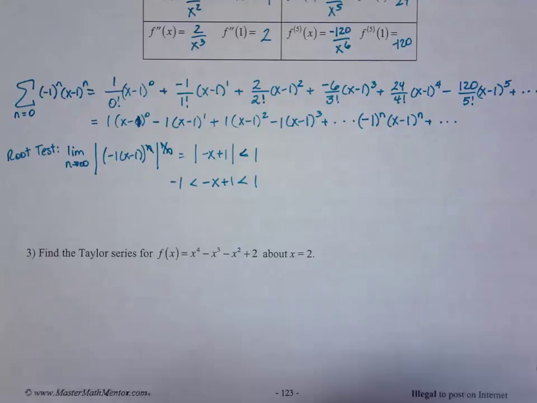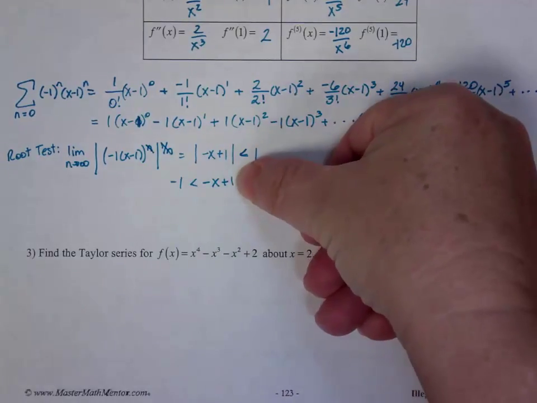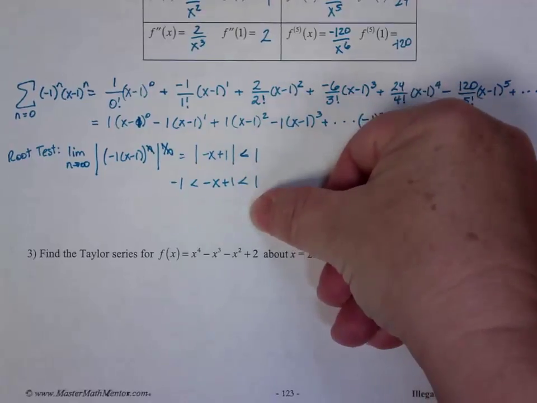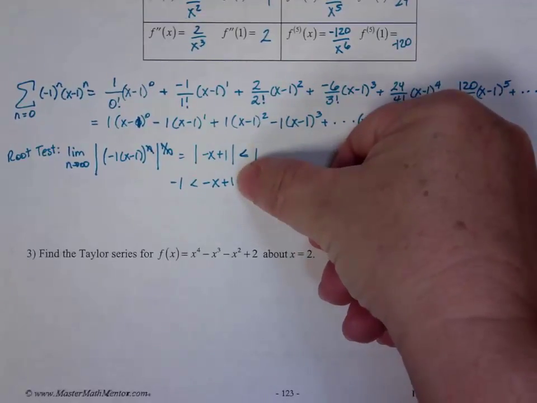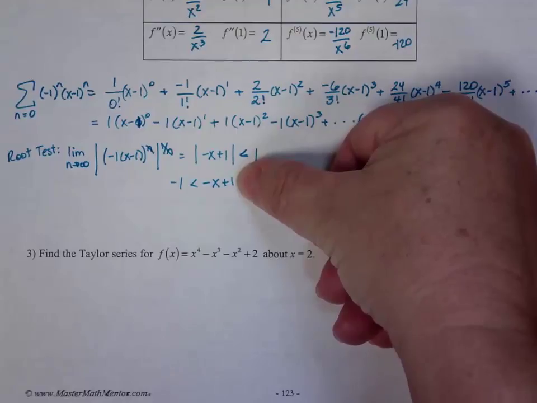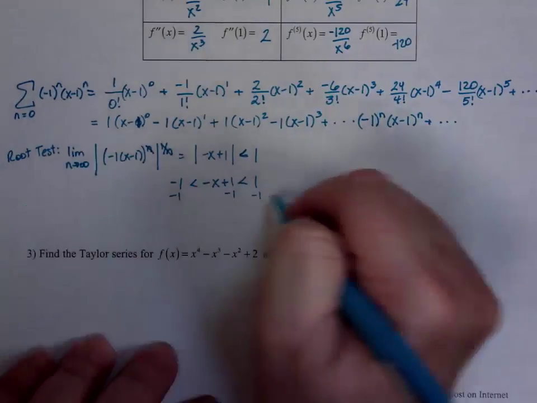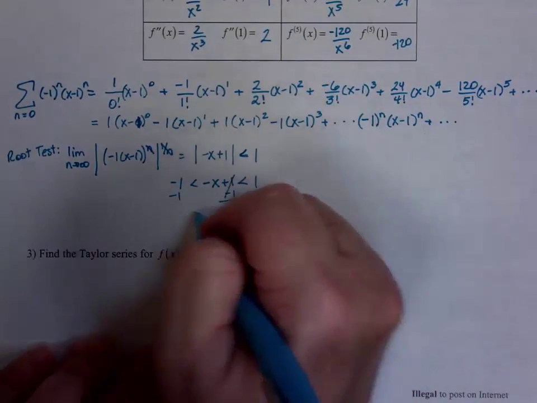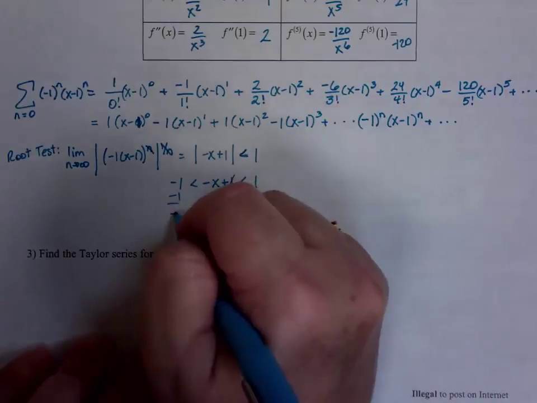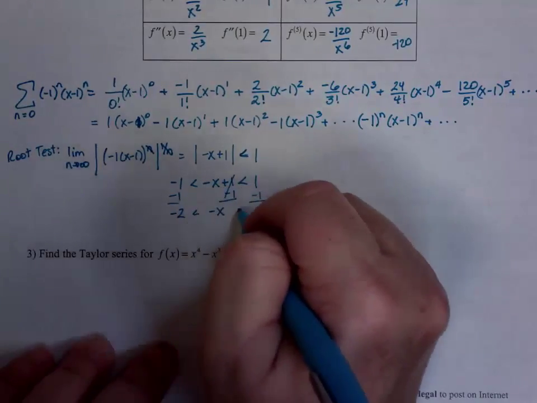What I recommend you do, this is a review for those who weren't here, cover up one of these. This is called a compound inequality, by the way. You cover up 1/2 of it and just look at the middle. What do you need to do to solve for x? We need to subtract 1. So we're going to subtract 1 here and here and here. All 3 places at once. So -2 is less than -x is less than 0.